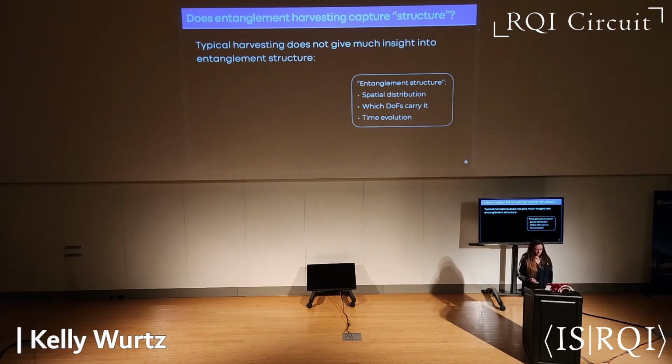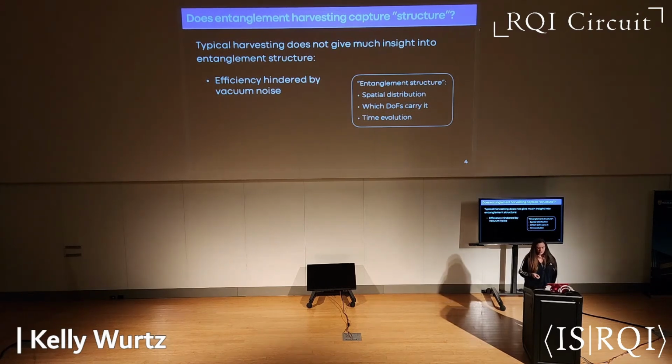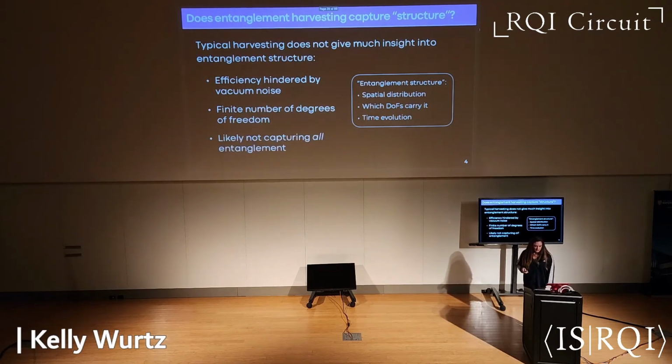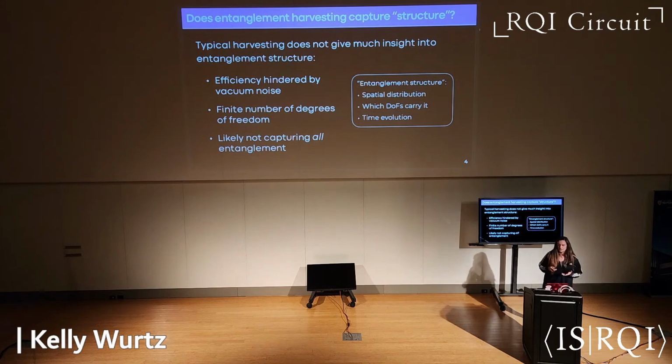Now, we can't make this direct connection between the entanglement that detectors harvest and the entanglement structure of a quantum field. For one, because the efficiency of detectors is hindered by local vacuum noise. Also because detectors have a finite number of degrees of freedom, whereas the entanglement in a quantum field is distributed throughout its infinite dimensional phase space. And finally, there's a priori no way to know if the detector's entanglement is in any way capturing all of the entanglement present in a field.